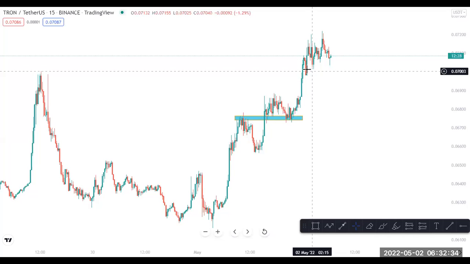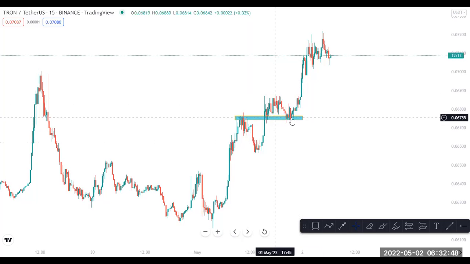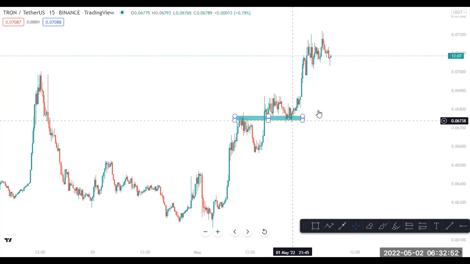Remember, I sent you this setup yesterday, and look at what happened. We just broke the swing high. So normally there are two ways of taking entries in market structure. You could have taken your buy entry as soon as you see these rejections around this area.